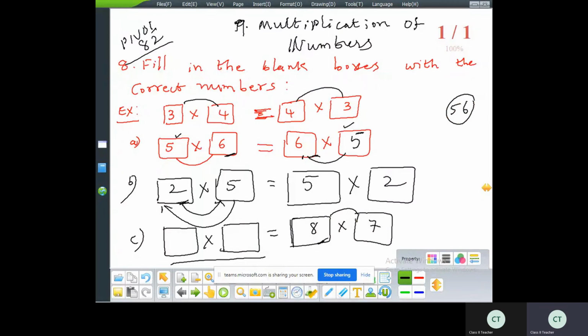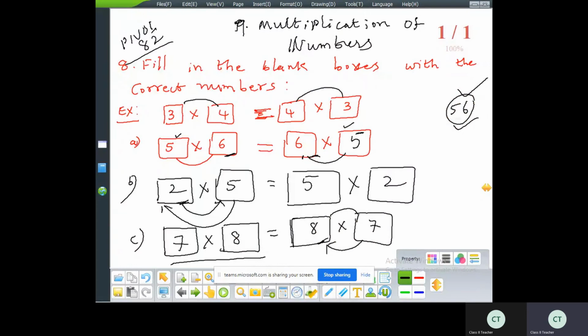8 7s are 56. Now read 7 table. 7 1s are 7. 7 2s are 14. 7 3s are 21. 7 4s are 28. 7 5s are 35. 7 6s are 42. 7 7s are 49. 7 8s are 56. 7 into 8 is 56. 8 7s are 56. Yes, from both sides we have the same answer, 56, 56. Same answer means the product of 7 into 8 and 8 into 7.